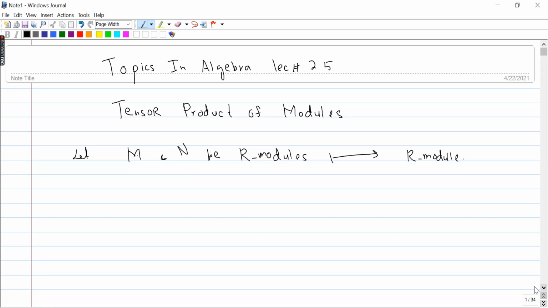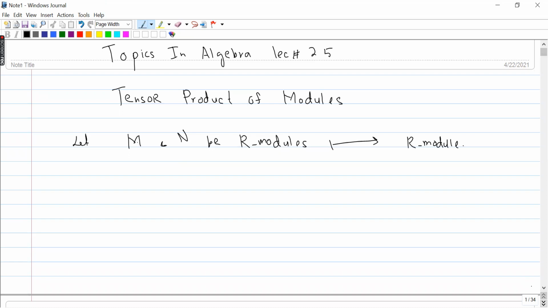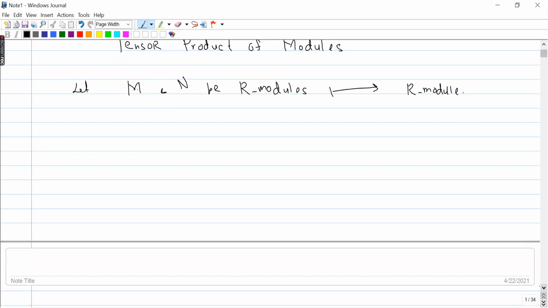But why is this operation important, why do I want to compute the tensor product, and which properties will the tensor product of modules satisfy? We will see this. So first try to recall the definition of a bilinear map. What is that definition? Any idea about a bilinear map?